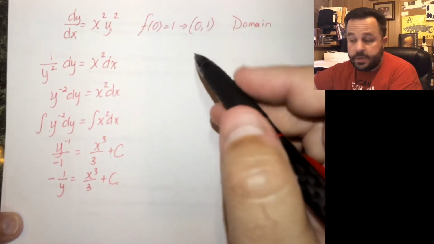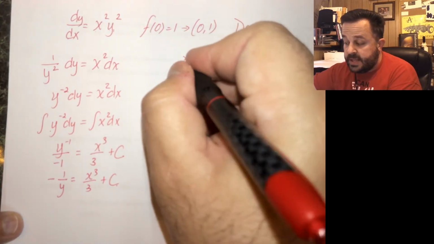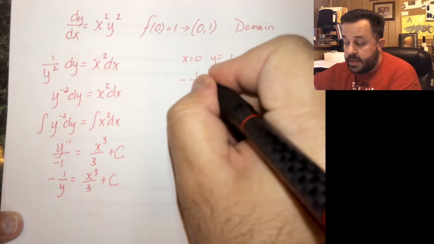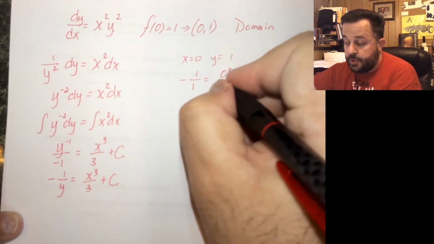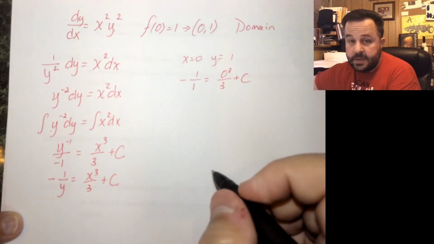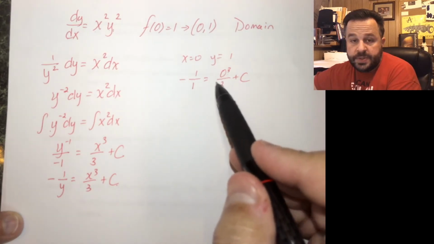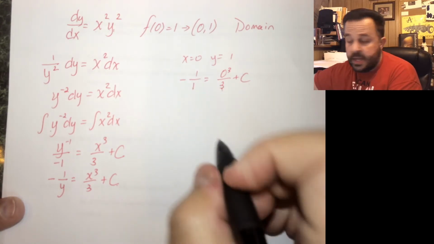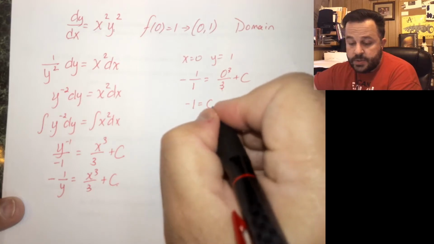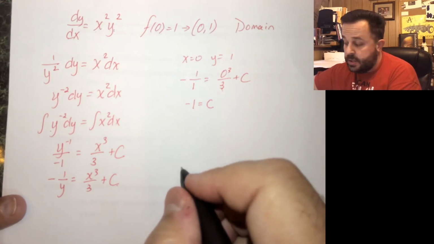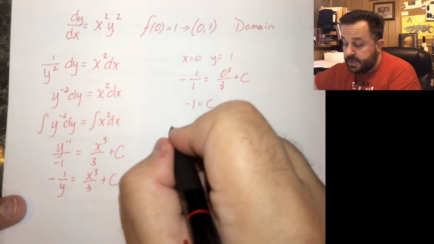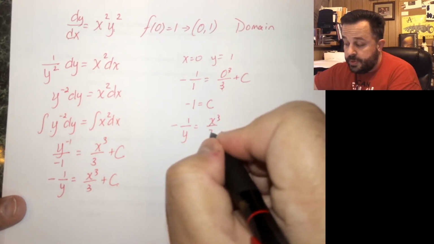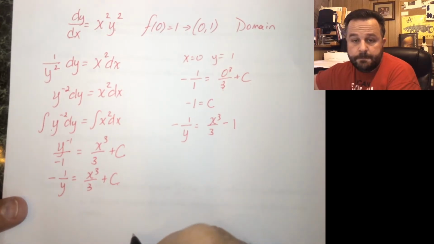So I'm just going to come up here and continue by substituting when x is 0 and y is 1. So I get negative 1 over 1 is equal to 0 cubed over 3 plus c. 0 cubed is 0, divided by 3 is 0. So I get c on the right-hand side, and we get negative 1 on the left-hand side. So c is equal to negative 1. So now my function becomes negative 1 over y equals x cubed over 3 minus 1.